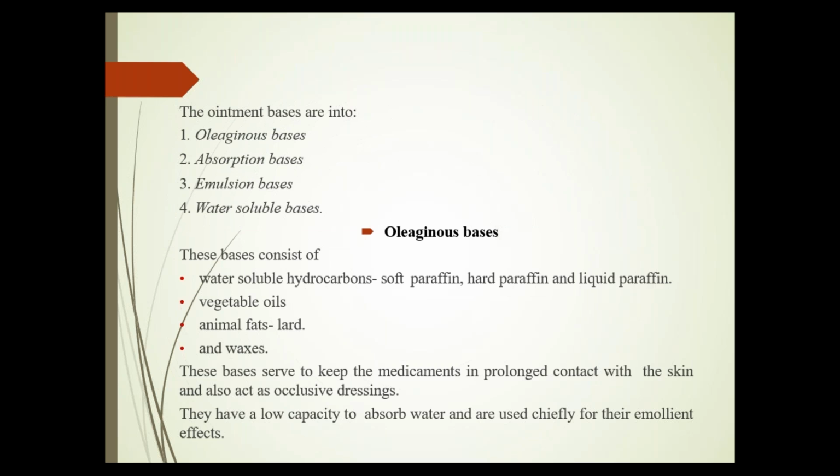So these are the types of the ointment base. First is oleaginous base. Then we have absorption base. Third is emulsion. And the last is water soluble bases. So first we will see the oleaginous bases. These bases generally consist of water soluble hydrocarbons. They may also be made up of vegetable oils, animal fats and waxes. These hydrocarbons consist of soft paraffin, hard paraffin and liquid paraffin. Animal fats consist of lard.